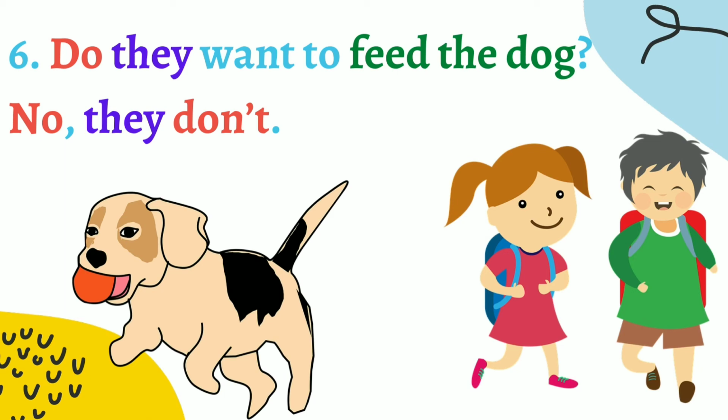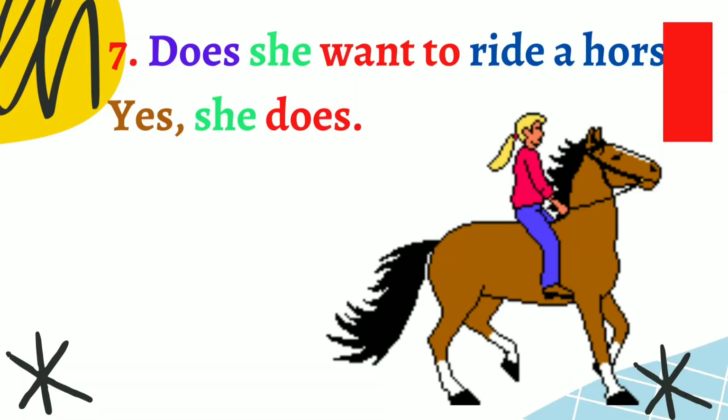In here, we have to use they, the same subject from the question. After that, don't in here is the same as do not. We have to use do because the question also uses do. After that, we have to put not because the answer says no. Number 7. Does she want to ride a horse?